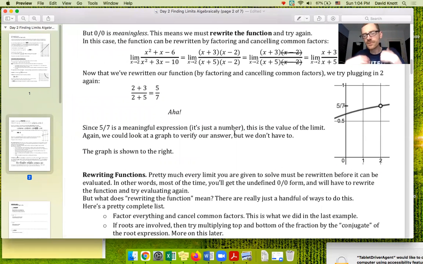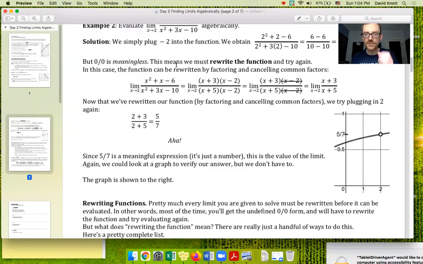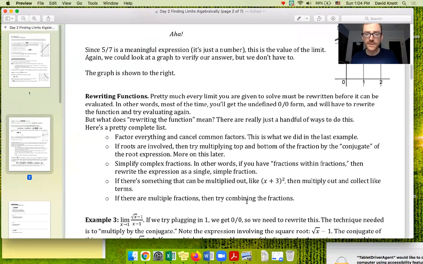Okay, so simplifying and rewriting functions, what does that mean? In this particular example, it meant factoring the top and bottom and canceling common factors. But in other problems, it will mean different things. So what are the different kinds of simplification that you need to be thinking about? There's really just a handful of them, and I've got a list of them right here. Here are the different things that you'll have to do in order to simplify or rewrite your functions.